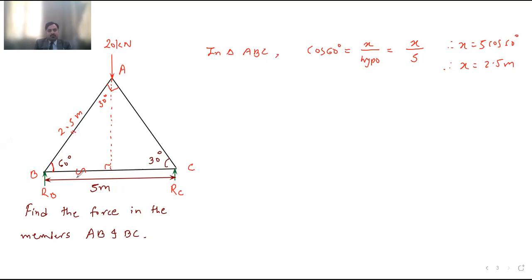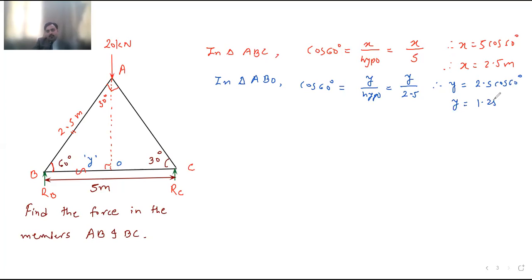Then again, if I use the cos of 60, suppose this side is y. This is simple trigonometry I am doing. Now I want to calculate this. Hypotenuse is 2.5. So in triangle ABO, cos of 60 is equal to the adjacent side y divided by the hypotenuse, which is 2.5. Therefore y is equal to 2.5 cos 60. Therefore y is equal to 1.25 meter. So I will write here, this is 1.25 meters.